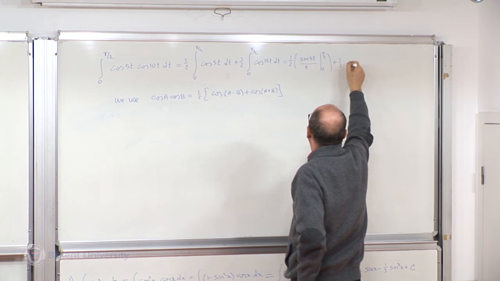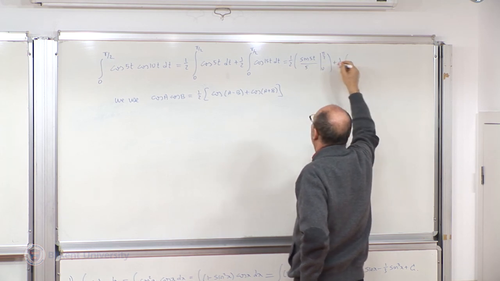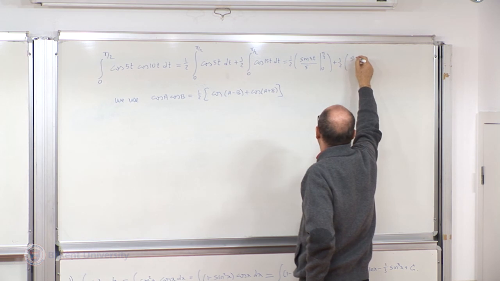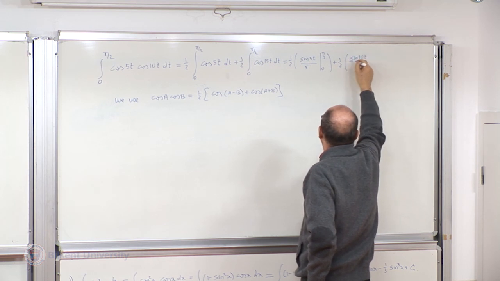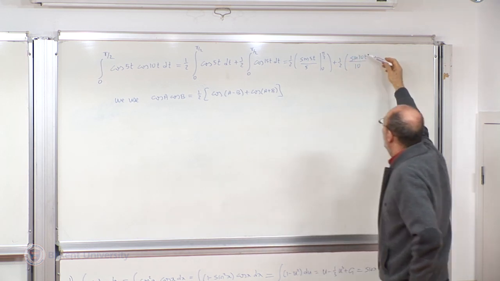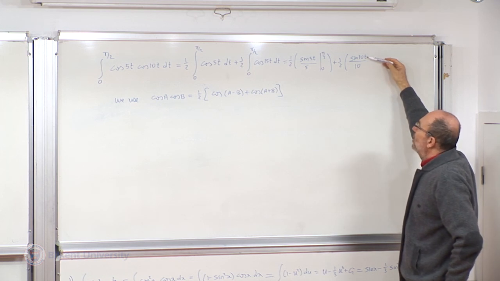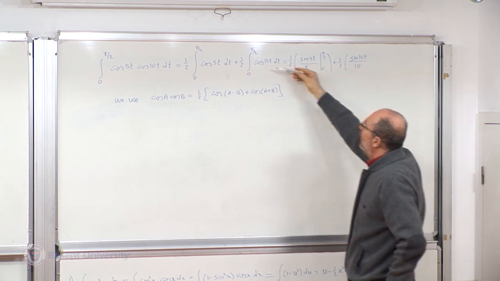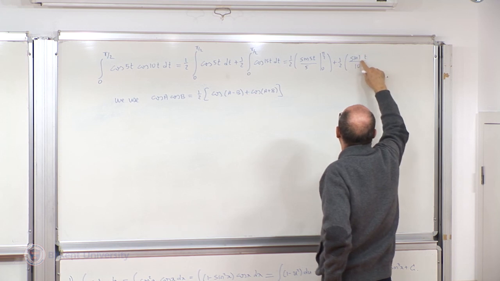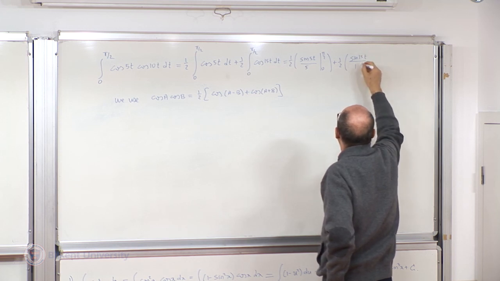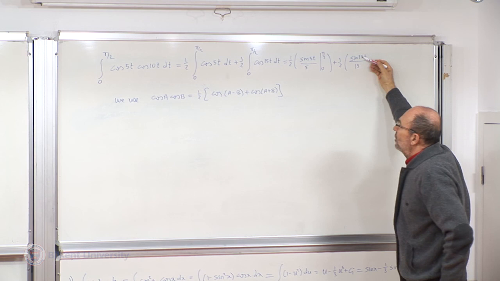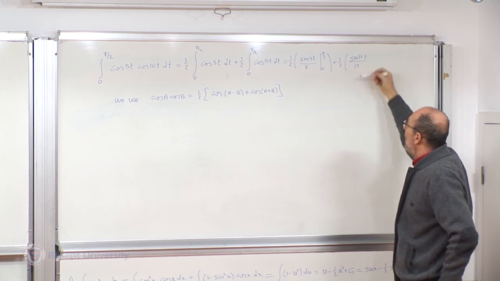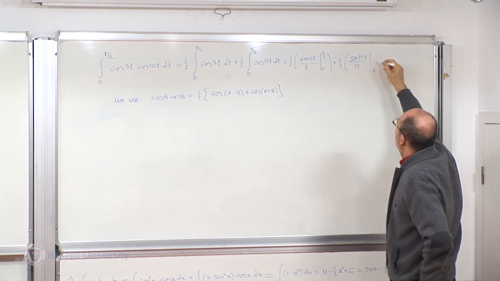Plus 1 over 2. Now I'll do the same thing. This is sine 15t divided by 15. Okay, so I check. If I take the derivative of this, I'll get cosine. No, this is 15, right? I'll get an extra 15, and then I have to get rid of this. 0 to pi over 2.